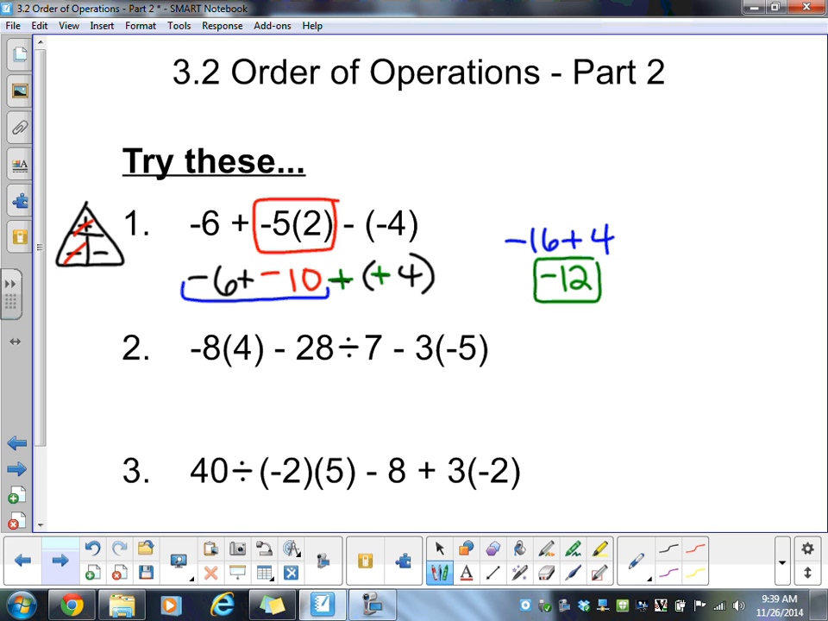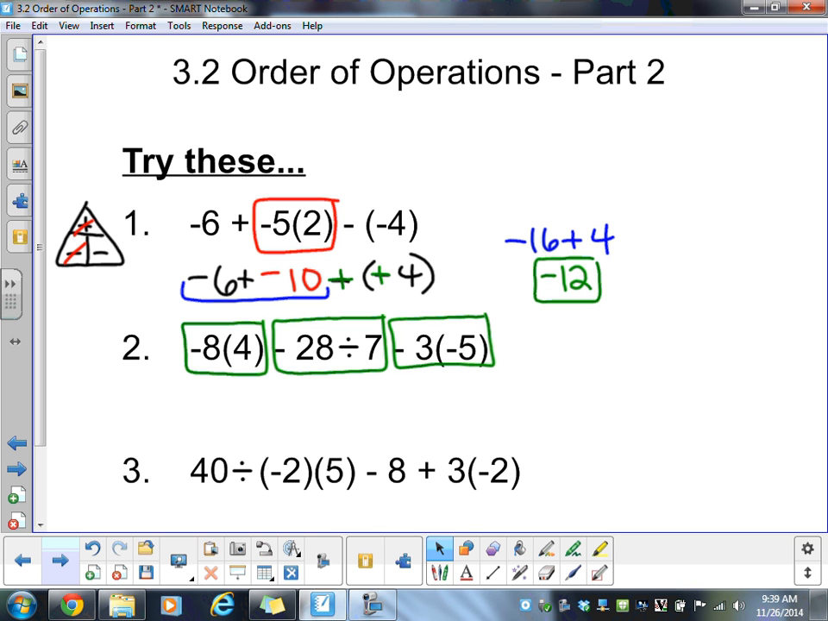All right, number 2. Now this one has a little bit more multiplication and division. I'm going to just highlight where those are. Here's a negative 8 times 4. Here's a negative 28 divided by 7. Here's a negative 3 times negative 5.